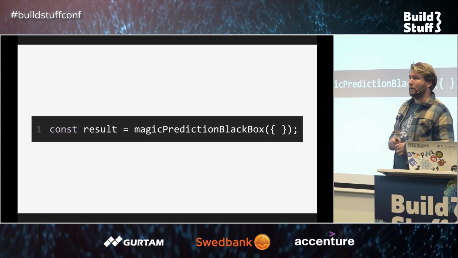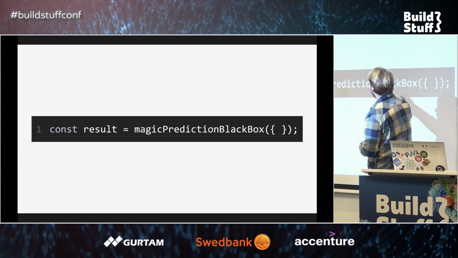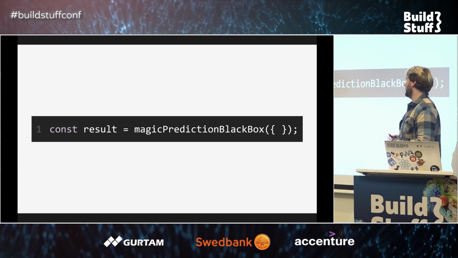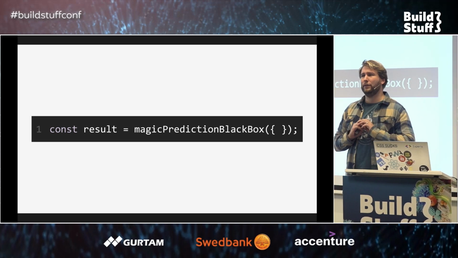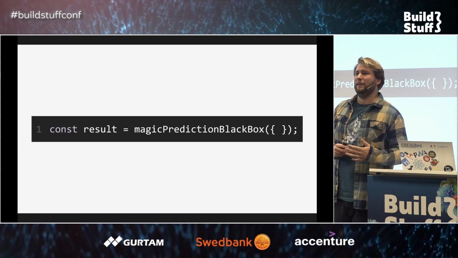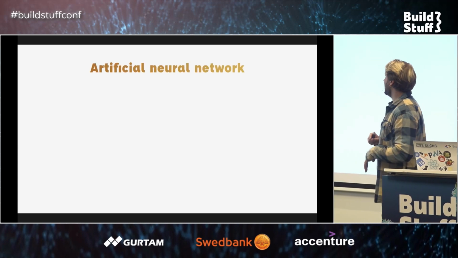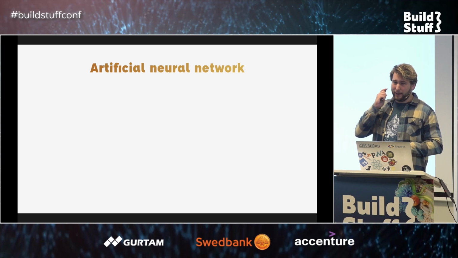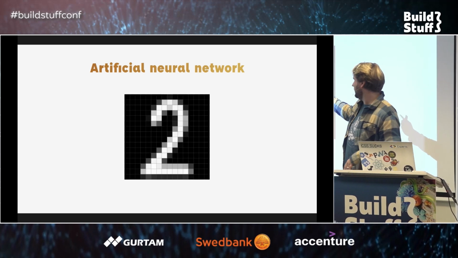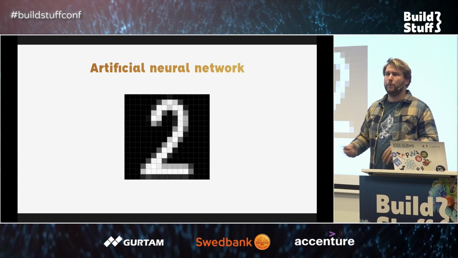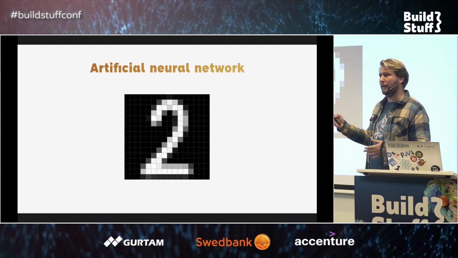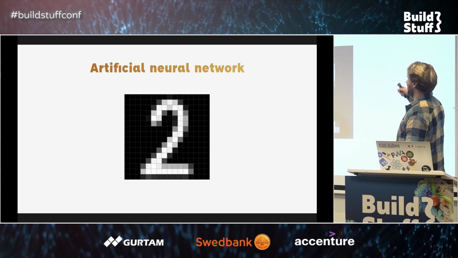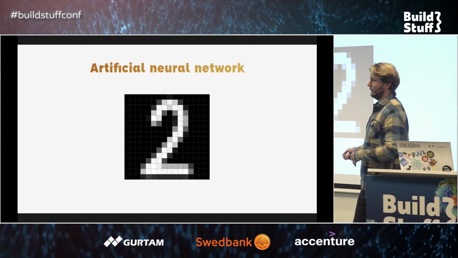But let's talk about the elephant in the room. What is happening inside that magic prediction black box? We know it has something to do with machine learning, but what is it? We are talking about the artificial neural network. Let's imagine we have this 16 by 16 pixel canvas with hand-drawn numbers between 0 and 9, and we want to predict whether it is a 1, 2, 3, and so on and so forth.